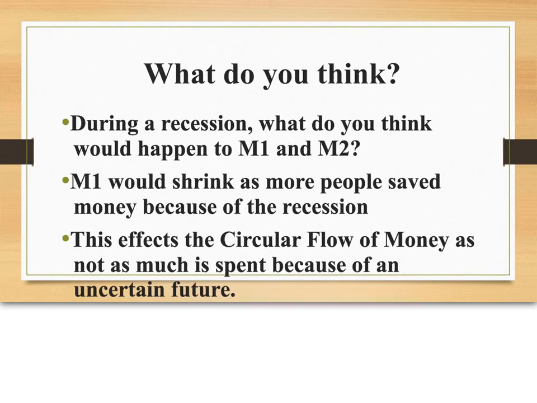So during a recession, M1 shrinks. When you think about it, people start saving during a recession. So they're not going to have as much currency in their pocket. They're going to put much more money in savings because they're afraid of what's coming. They're pessimistic about the future, so they start saving money more as a store of value. And so this affects the circular flow of money, as not as much is spent because of an uncertain future. That's one of the reasons that exacerbates, or makes worse, the recession: people start saving more, so there's less money in circulation, and M1 is really that flow of money through the economy.